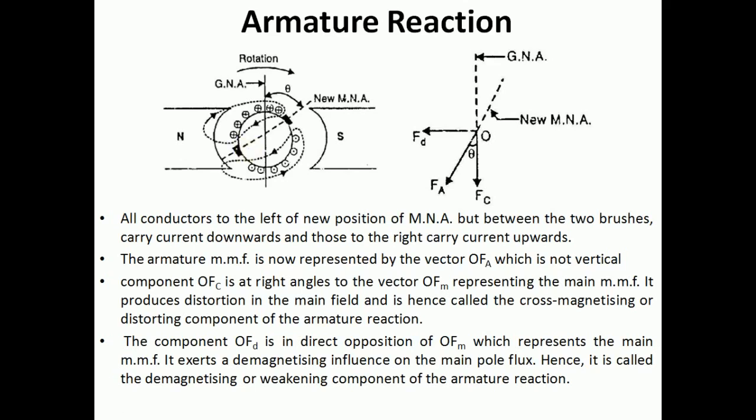Considering the armature MMF after redistribution of current and splitting them into two components, OFD and OFC, component OFD will be opposing the main flux and component OFC will be cutting the main flux lines. So this component OFD causes demagnetization effect and this component OFC causes the cross magnetization effect. Both these are undesirable effects. Demagnetization results in the reduced generated voltage, whereas cross magnetization results in sparking at the brushes.